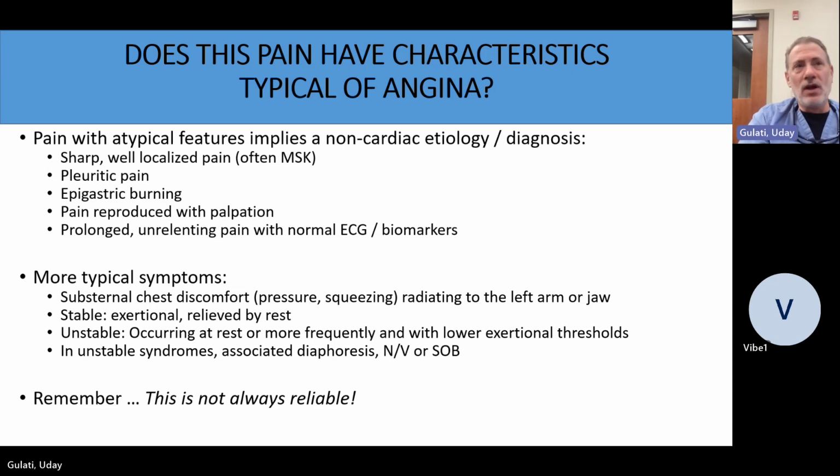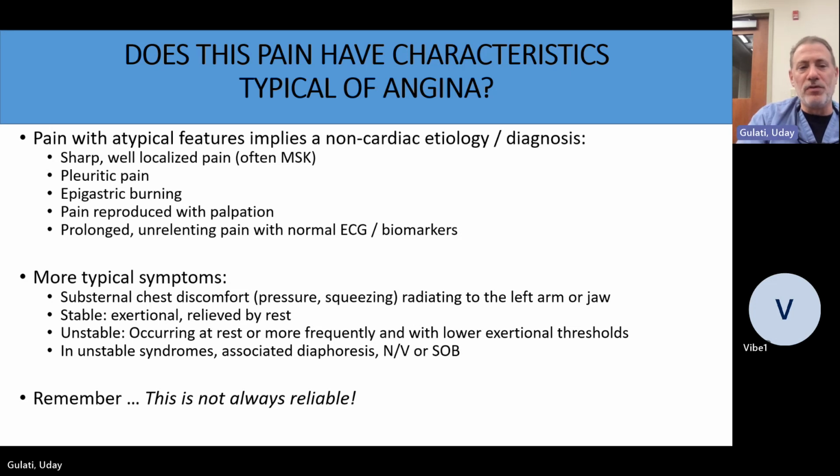If somebody has low-level chest pain, they walk across the room, they get chest pain, and then they sit down and the pain goes away within a minute, their biomarkers may be negative, and that could be a really unstable plaque. So it's important to sort that out, but long-lasting, unremitting chest pain with negative biomarkers is probably not angina.